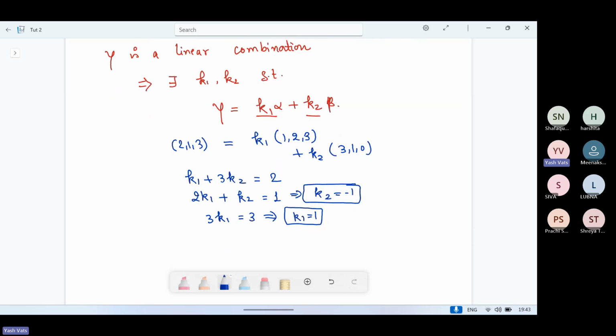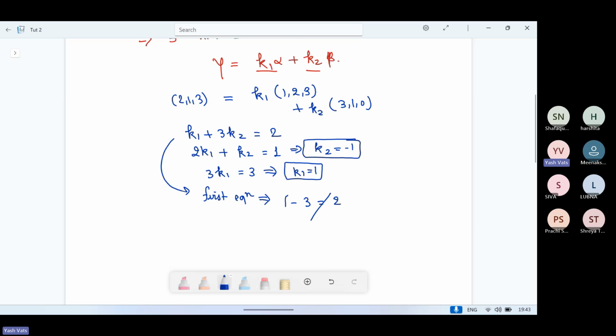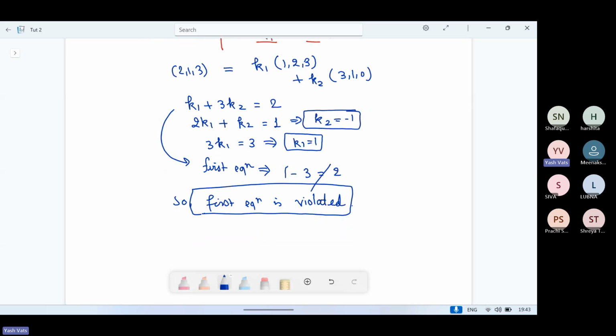So from the first equation, it implies that 1 minus 3 is 2, which is not possible. So the first equation is violated. Okay, first equation is violated. It implies that gamma is not a linear combination. So the other question is whether delta is a linear combination of alpha and beta.